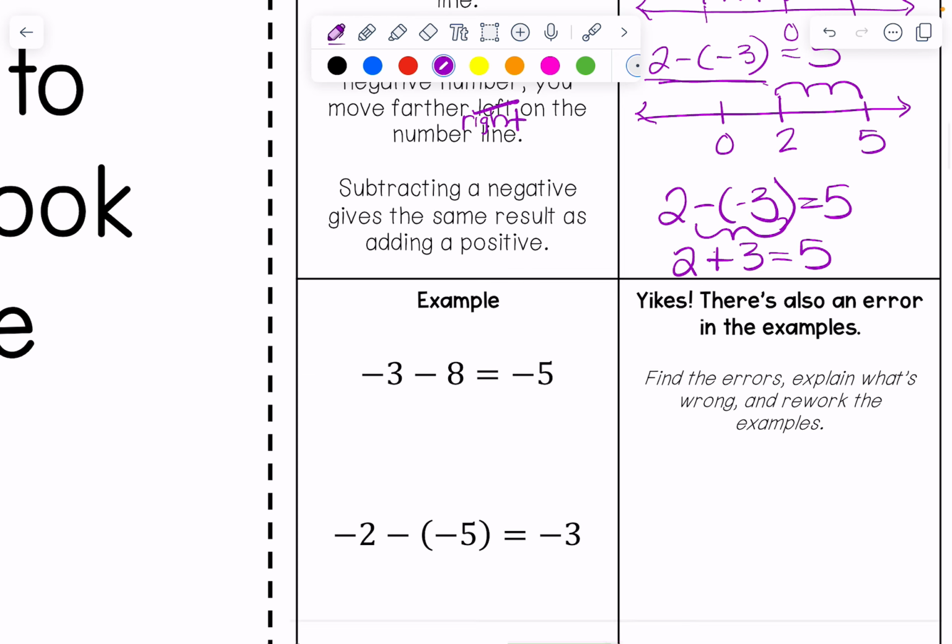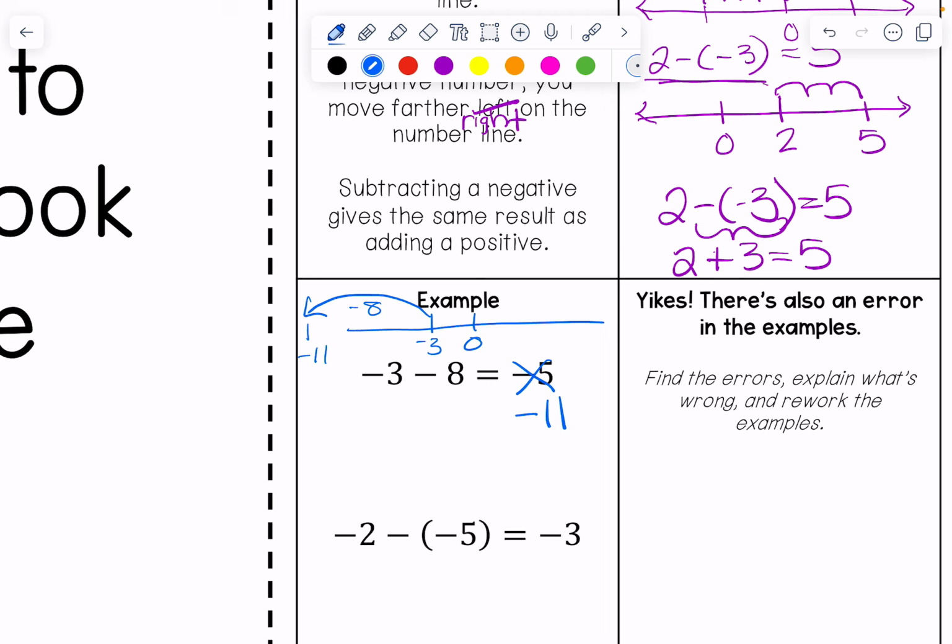All right, so we have some examples here and some mistakes to fix. So -3 minus 8 is equal to -5. So if you think of starting on -3 on a number line, if I'm at -3, if I'm subtracting 8, that means I'm moving 8 to the left. And so I'm actually going to end up then at -11. So instead of -5, I would get -11.